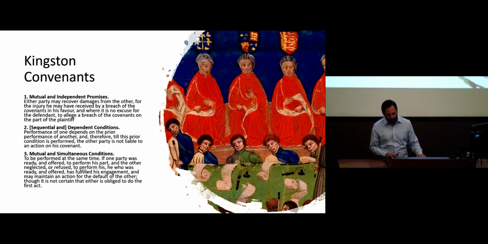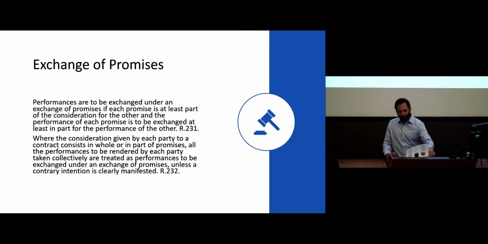The historic case of Kingston v. Preston identified these three types of covenants that we discussed earlier. Independent promises, whose performance has no impact on any other promise. Sequential dependent conditions, where one promise must be performed first before another performance is due, and mutual and simultaneous conditions, which are to be performed at the same time.